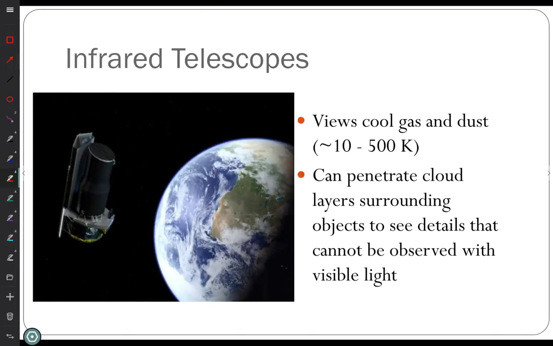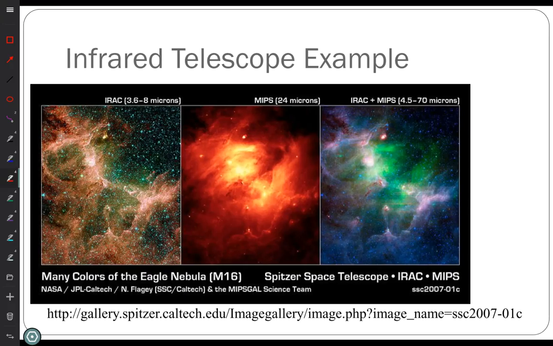Infrared telescopes view cool gas and dust. 10 kelvins, very, very cold. 500 kelvins, pretty warm by you and my standard, right? We would burn. And once again, they can penetrate clouds. And so here's some pictures of infrared images.